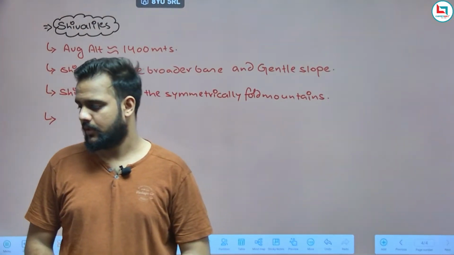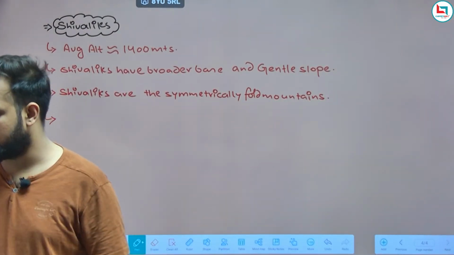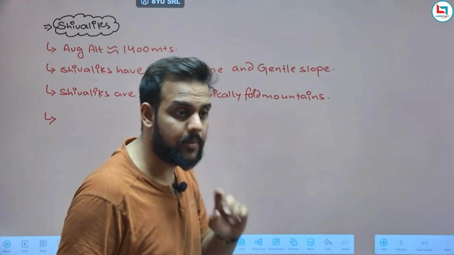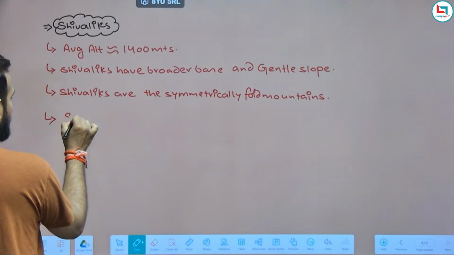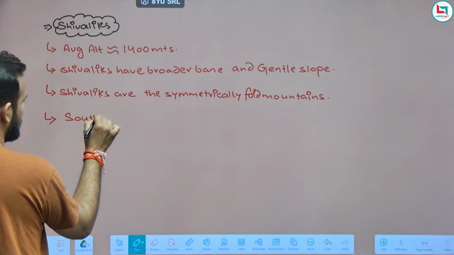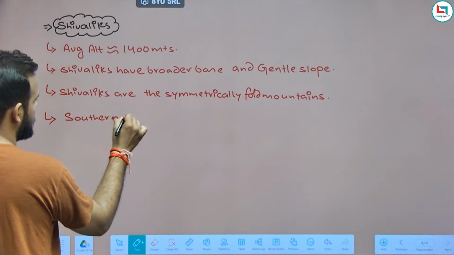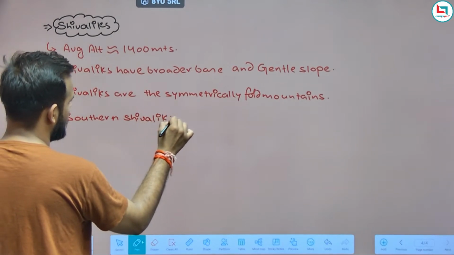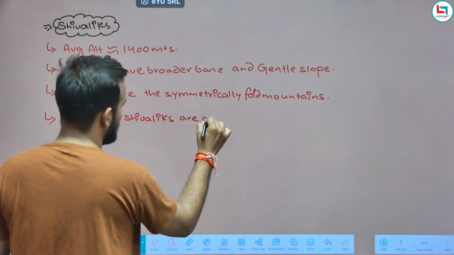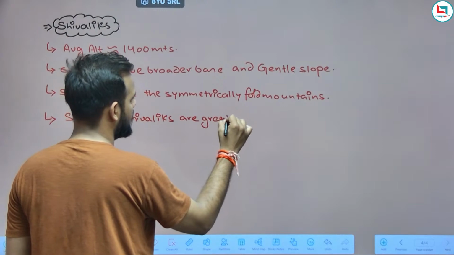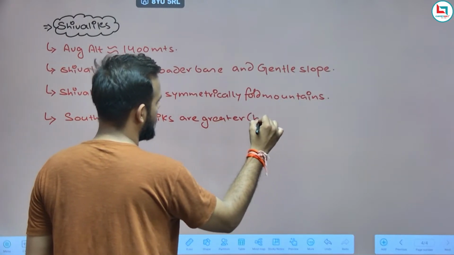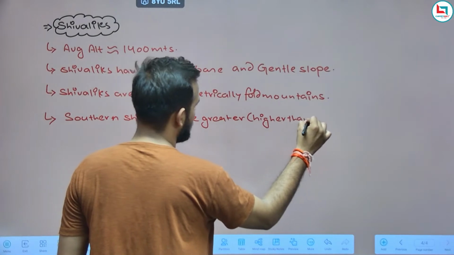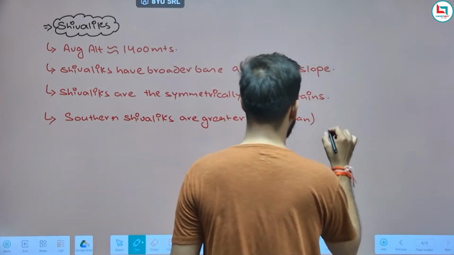Next thing is that guys, the southern Shivaliks are higher than the northern Shivalik. Remember this. Southern Shivaliks are greater than or higher than northern Shivalik.